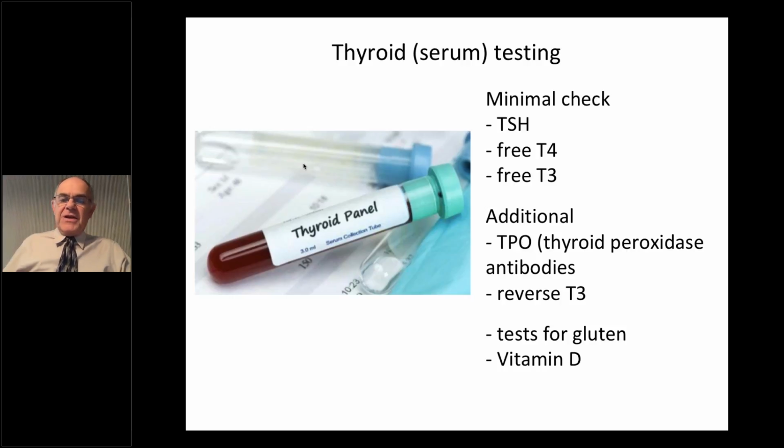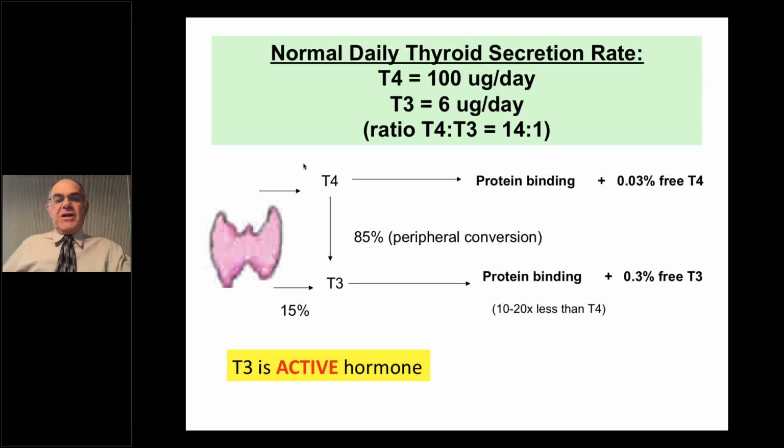But if we're investigating, we're also going to do antibodies, TPO antibodies. Reverse T3 is another thing that can block receptors. And because there's such a common overlap with gluten sensitivity, celiac disease, gluten challenges, often a test for gluten should be included, and certainly vitamin D. So that's a much more complete way to evaluate thyroid hormone as opposed to just checking one hormone.